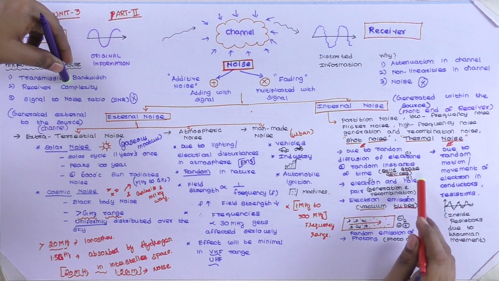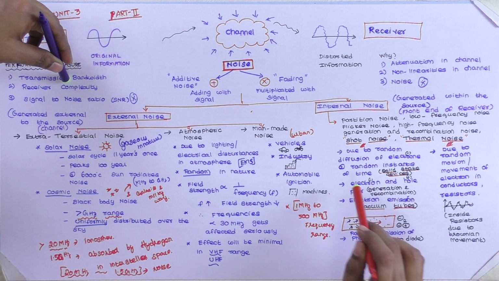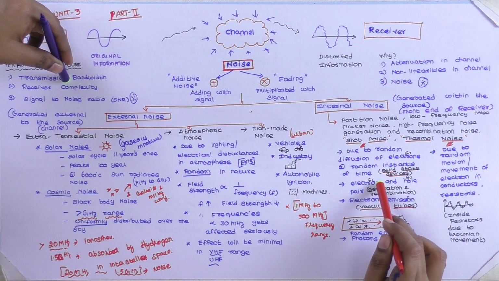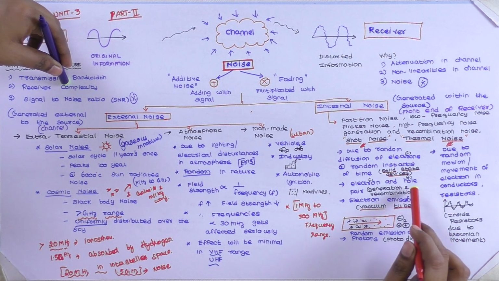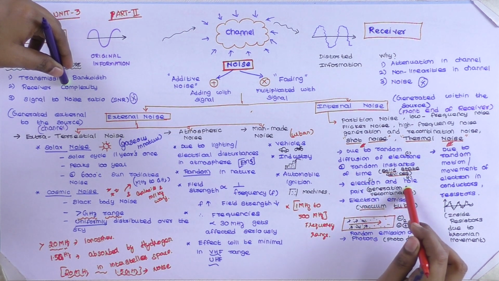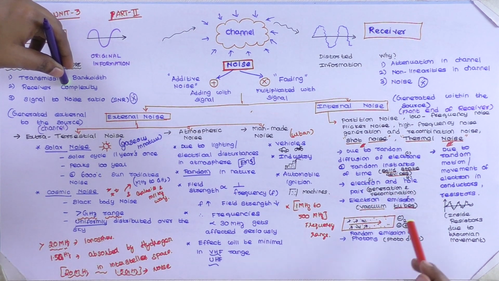And what will happen in the semiconductor devices or solid state devices? Due to the diffusion of minority carriers, the drift of majority carriers, or the generation or recombination of electron and hole pairs, everything will contribute to the noise. And what will happen in photodiodes? Random emission of photons will also contribute to the noise in the photodiodes. This is the explanation for shot noise.